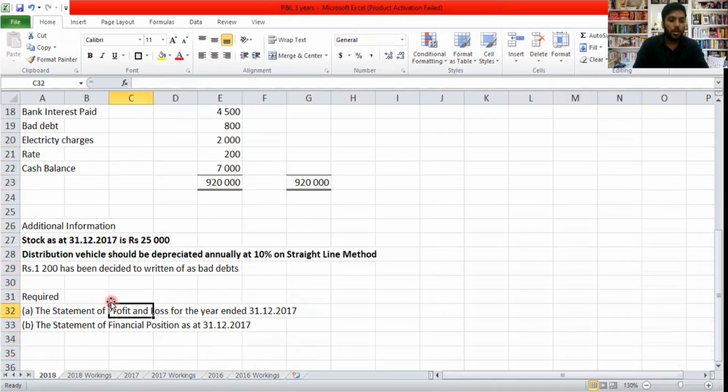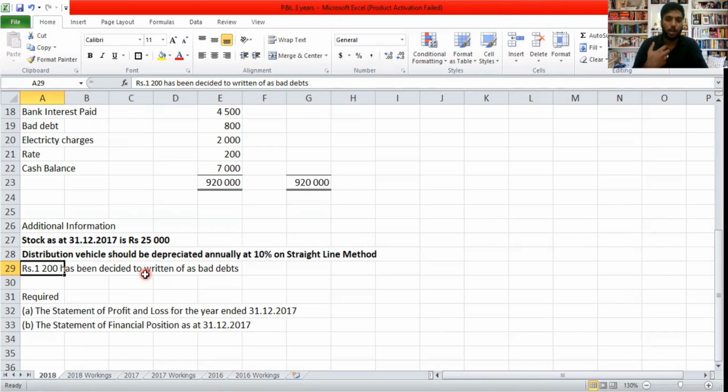Then moving on to the next point we're going to discuss today. It's about 1,200 that has been decided to be written off as bad debt. So what is bad debt? It's an amount you are expecting to receive from a debtor, but that amount you didn't receive. So if you don't receive it by the end of the year, you need to consider that money cannot be recovered.